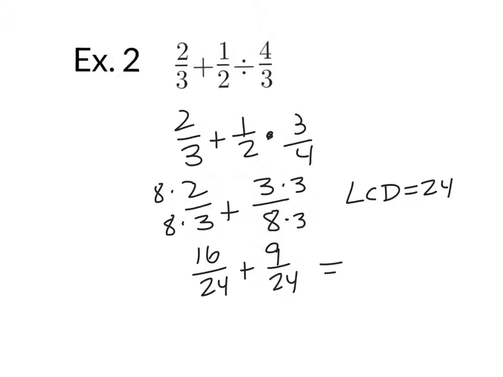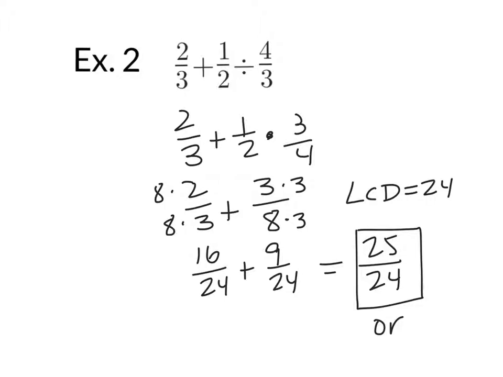Now that the denominators are alike, we can add those together. How many 24ths do we have? We would have 25 24ths. Now I'm going to leave that answer like that. That's a perfectly fine answer. We don't need to reduce it any. If you prefer, you could write it as a mixed number, which would be 1 and 1 over 24. Okay, either of those answers would be considered correct.